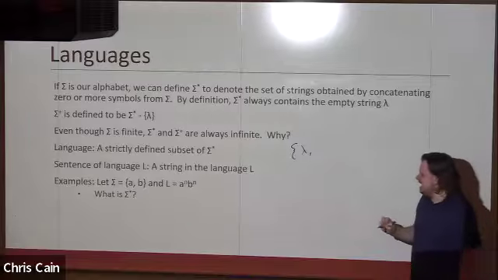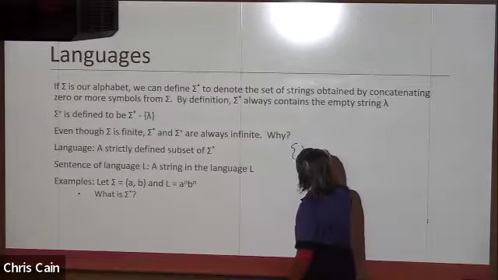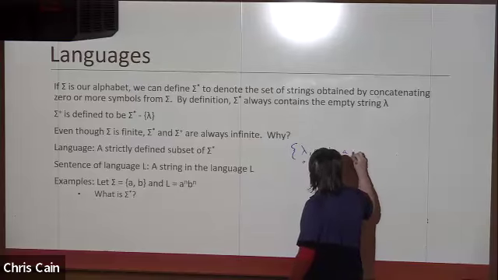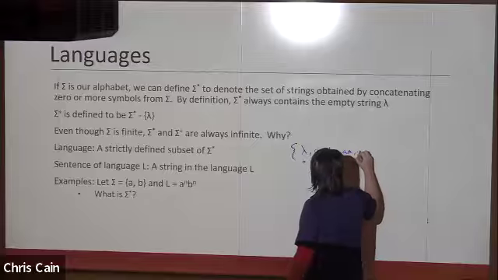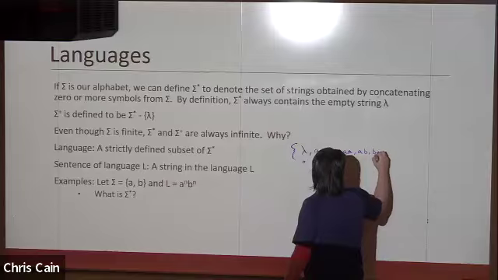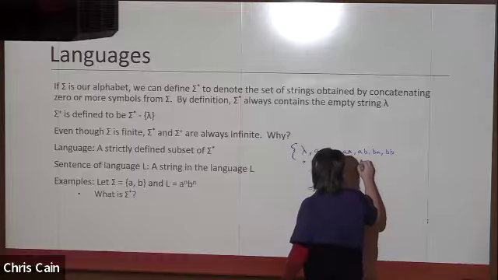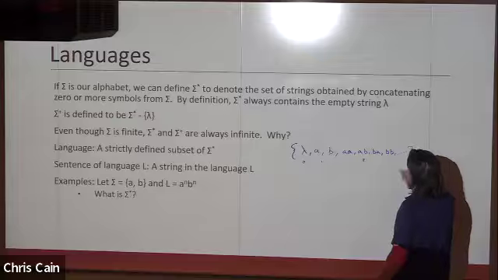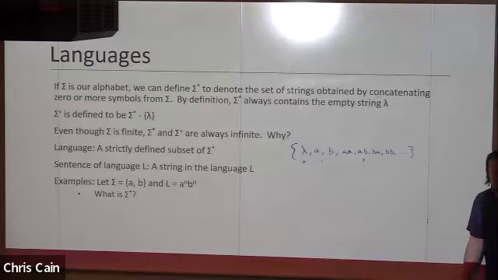Let's do A then. Yeah, so we can start with all strings of length 0. These are all the strings of length 0. A and B are all the strings of length 1. AA, AB, BA, and BB are all the strings of length 2. And at this point, we could probably just add an ellipsis, saying that this pattern doesn't really stop ever.